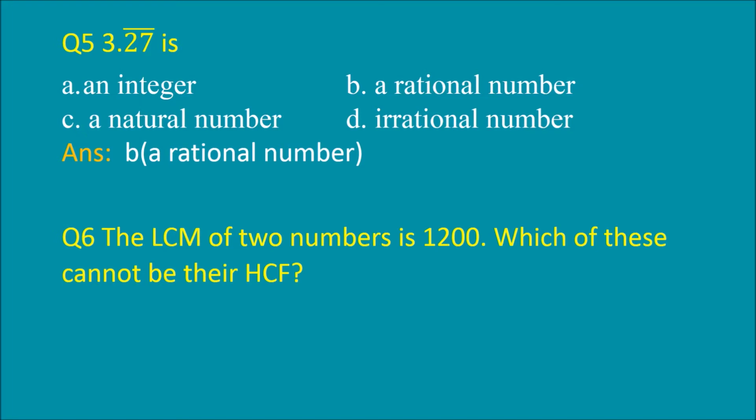Next question, question number 6. The LCM of two numbers is 1200. Which of these cannot be their HCF? Your options are A 600, B 200, C 400 and D 500. The correct answer is 500.